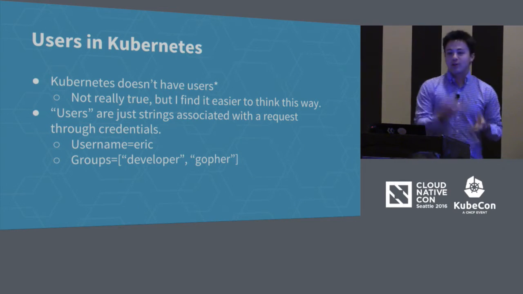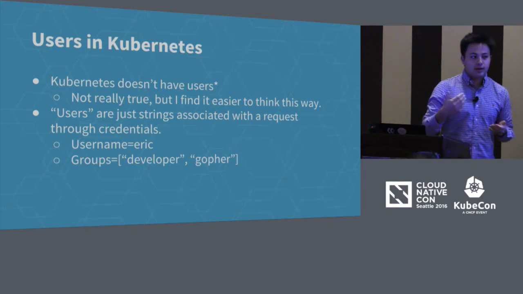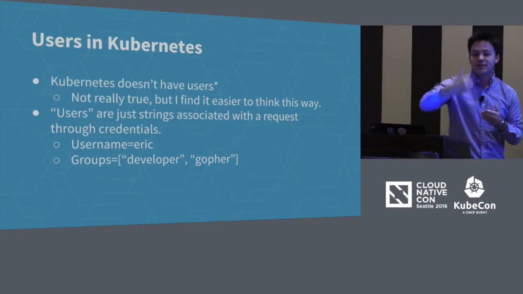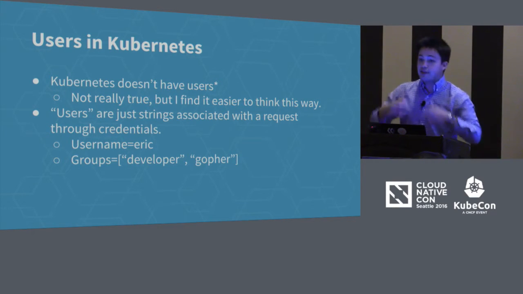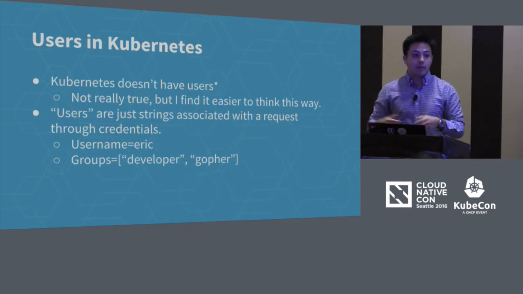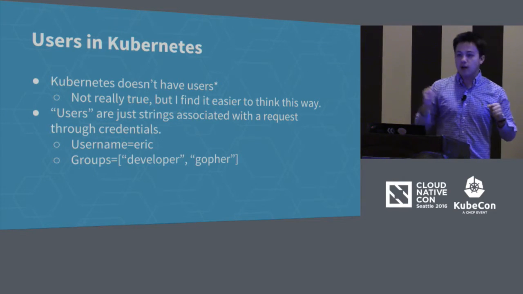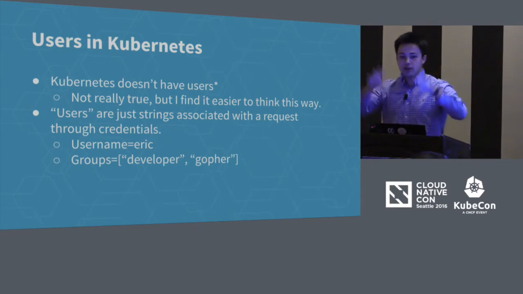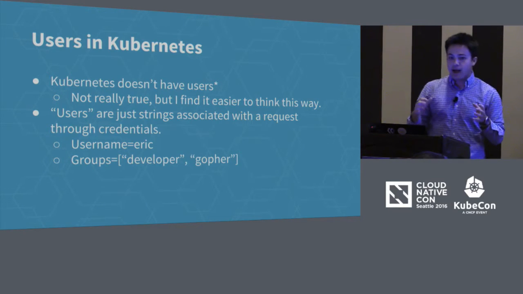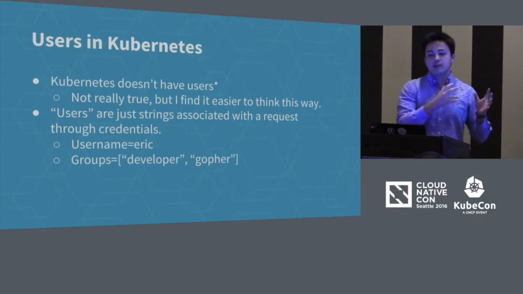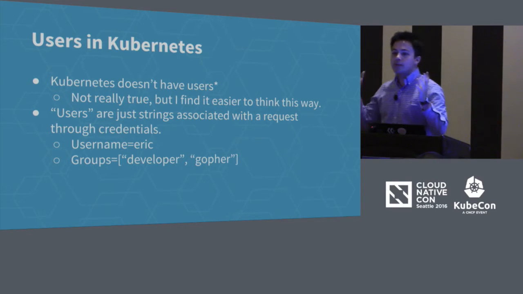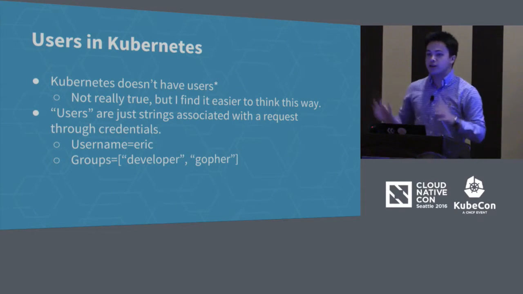So when you get a request, all a user is, is additional strings associated with that request. Literally just strings, okay? So you might have the string, like my username might be Eric. It might be eric@coreos.com or something like that. But in the end, that is just a string. Additionally, we might have groups, which are also just strings, right? So while my request is coming in, I might say I am part of the developer group or the Gopher group or so on and so forth.